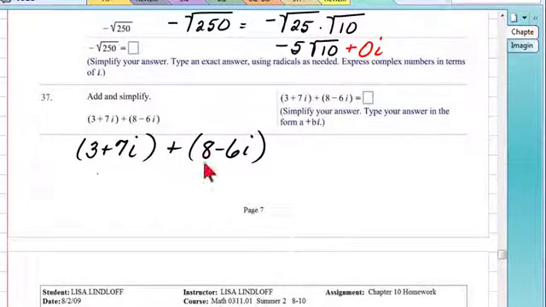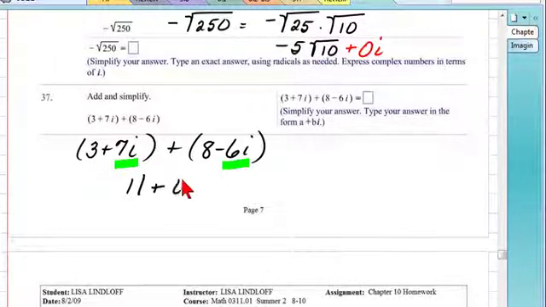3 is a real part. 8 is a real part. If you're supposed to add those real parts together, what will you get? 11. 7i is an imaginary part. Negative 6i is an imaginary part. If you combine those like terms, what will you get? You will get plus an implied 1i. That is your complex answer.